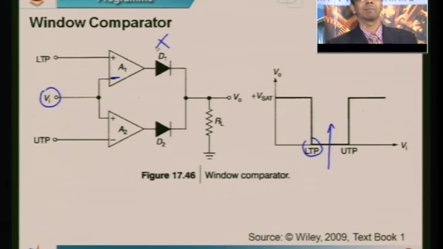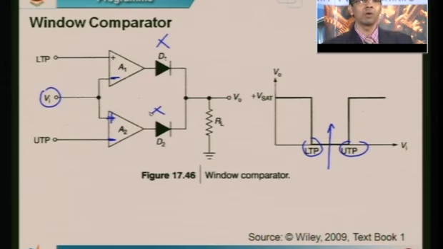Let us see what happens to the lower comparator. My Vi is less than the upper threshold point. Means what? The input at the non-inverting pin is less, or in other words I can say the input at the inverting pin is greater, because UTP is greater than Vi. What happens? This comparator is also at minus Vsat, meaning what? Even this diode is not conducting.